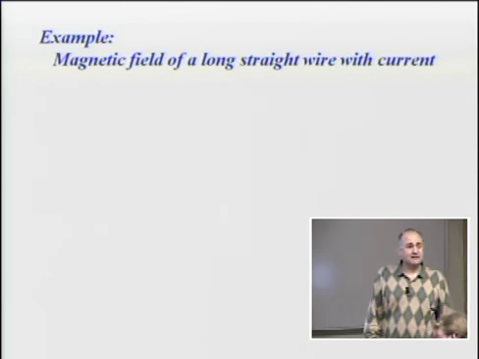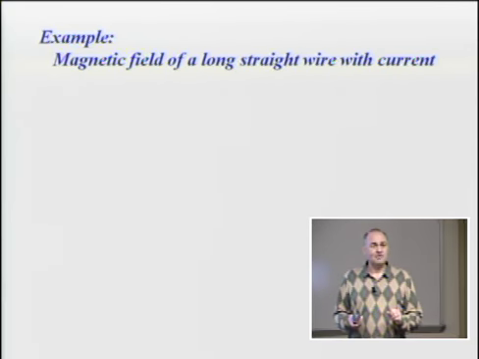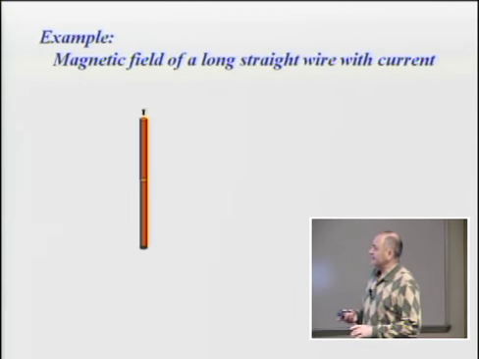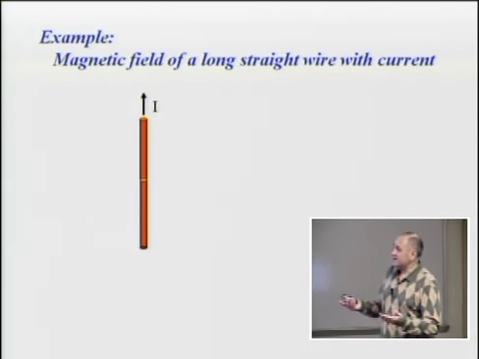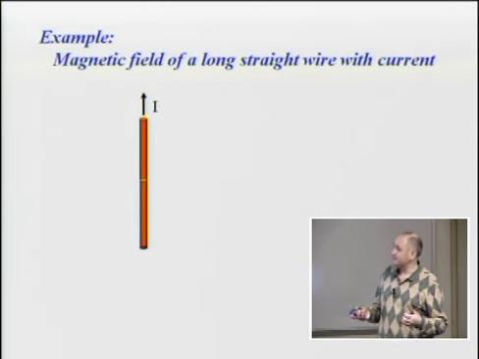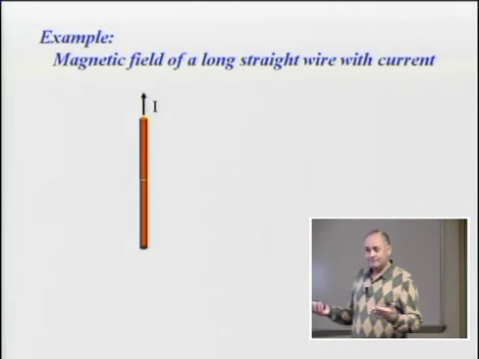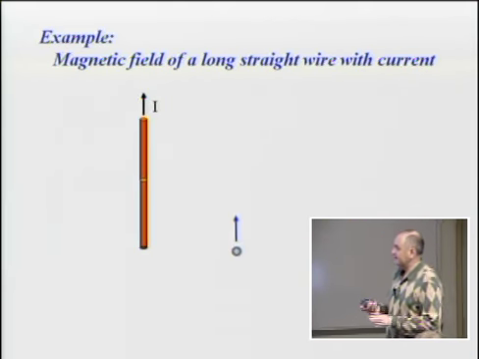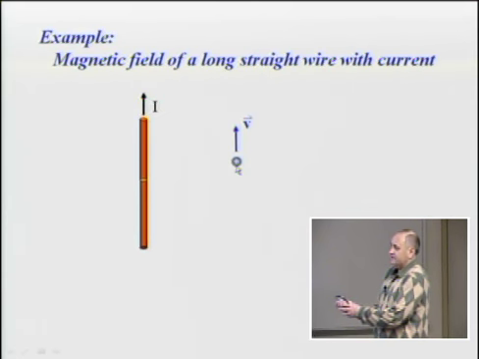Let's take a look at an example. So let's say that we have a straight wire and current flows in this wire. Let's now figure out what kind of magnetic field we would get from Ampere-Maxwell's law.